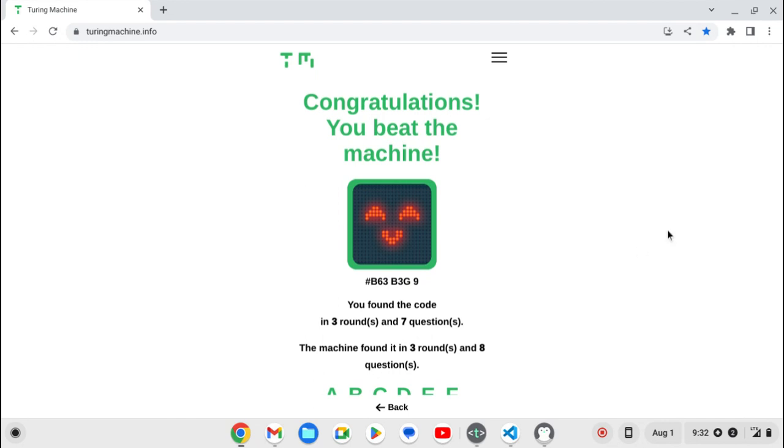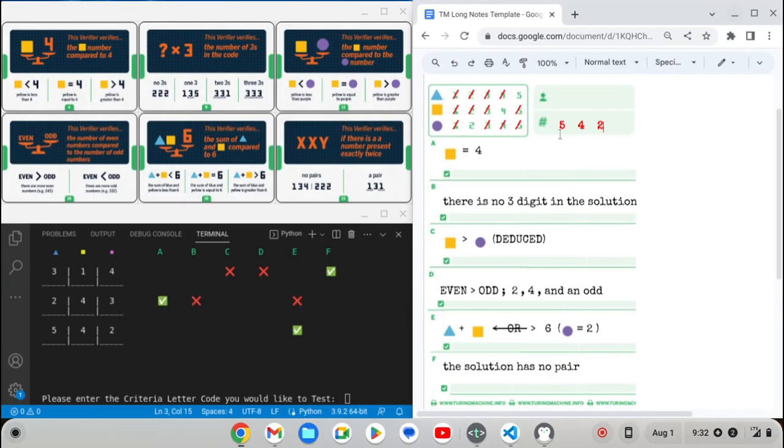So let's see how we did. Okay, wow, so we still beat the Turing machine by 1 question. Very impressive. All right. Well, again, I think our first round test really set us up because we knew it was going to be 2, 4, and an odd. I think that was very advantageous going into round 2. Even though we got the initial sum wrong, we adjusted, and that's what this game's about. Being able to adjust and make changes when necessary.